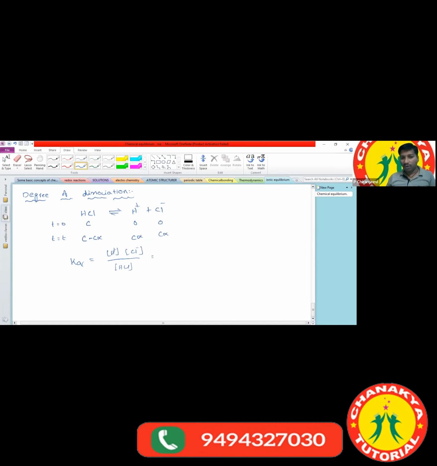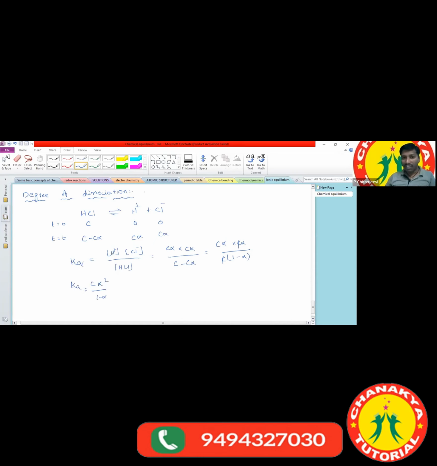Here Ka is equal to, in place of H plus, we write C alpha, into, in place of Cl minus, C alpha, divided by C minus C alpha. Now if you simplify, C alpha into C alpha divided by... what is the common thing? C is common, so we can write 1 minus alpha. The C is cancelled, so Ka is equal to C alpha square by 1 minus alpha.